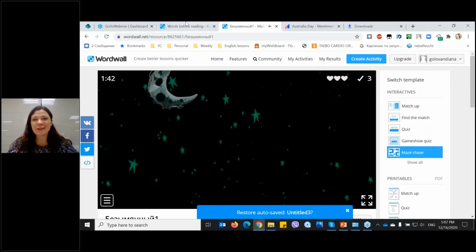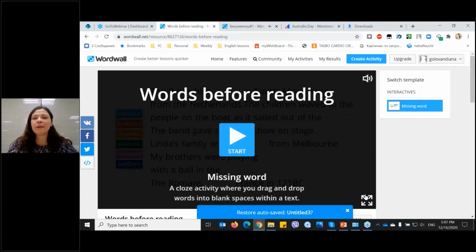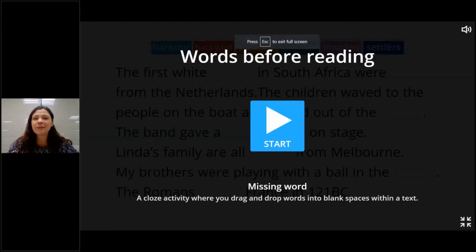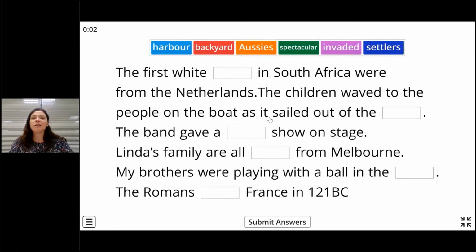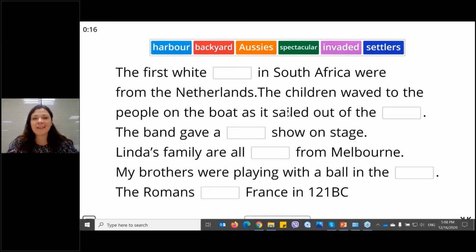Great job. Now let's do a bit more complicated task. Now we have these words and some sentences. Let's fill in the gaps. We need to fill in the gaps with our new words: harbor, backyards, Aussies, spectacular, invaded, and settlers. Great job.